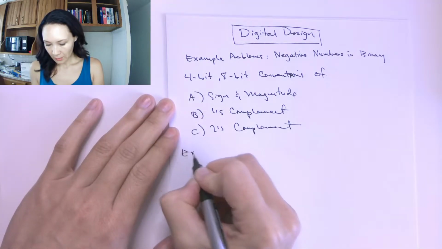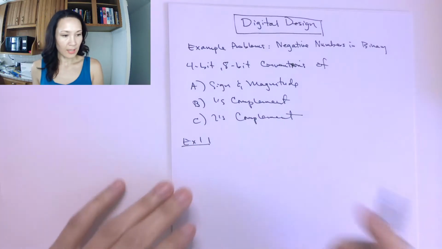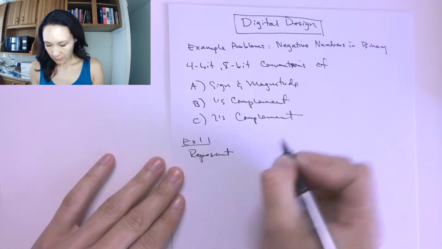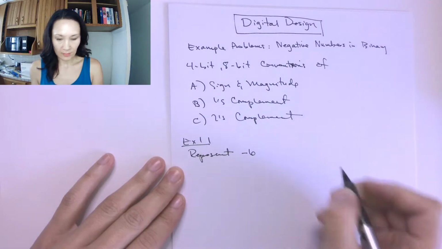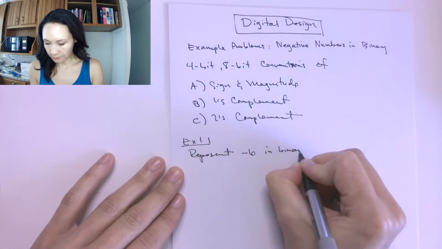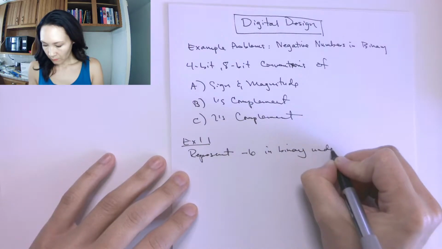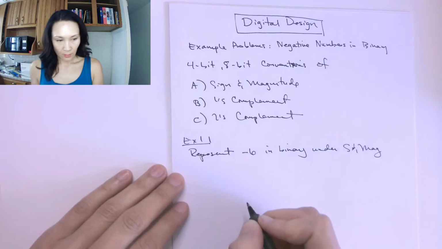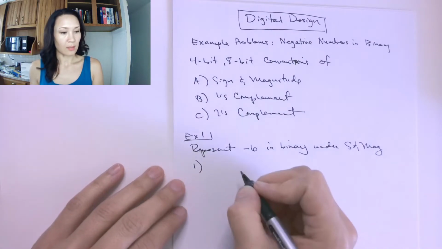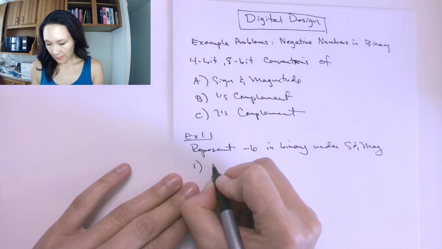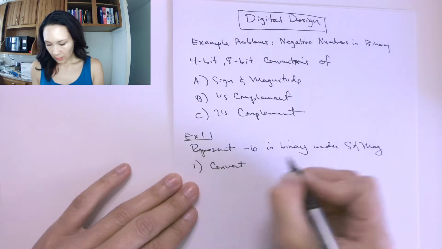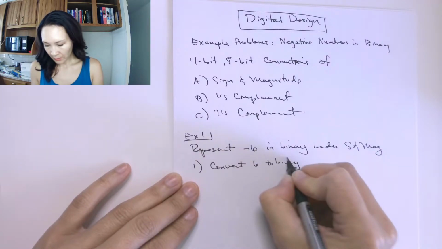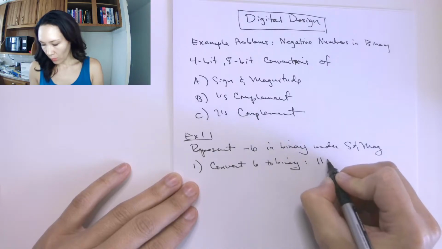Okay, so let's just represent something straightforward like -6 in binary under the sign and magnitude convention. So the first thing we want to do is find what 6 in binary is. So we're going to convert the magnitude of this number, not the sign. So convert 6 to binary, and that's going to be 1, 1, 0.